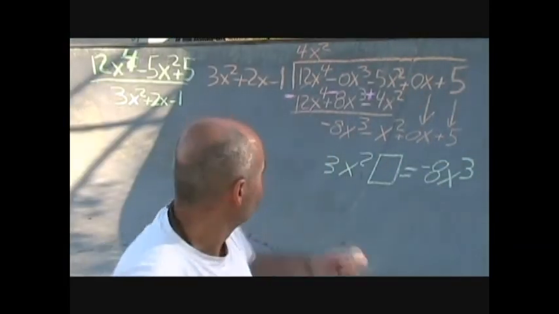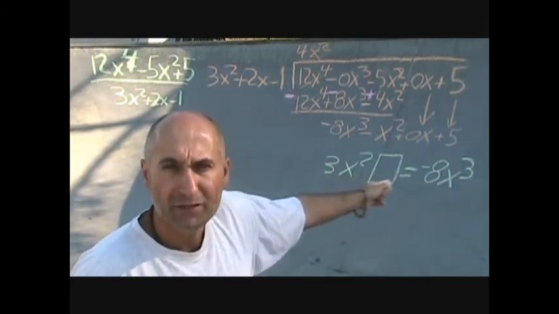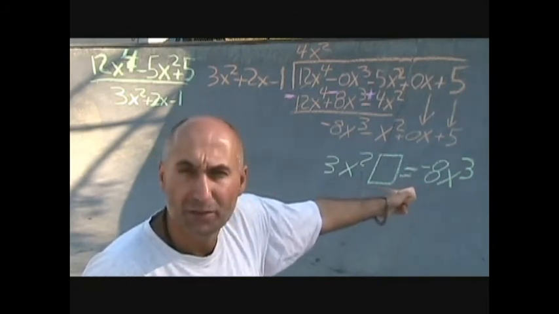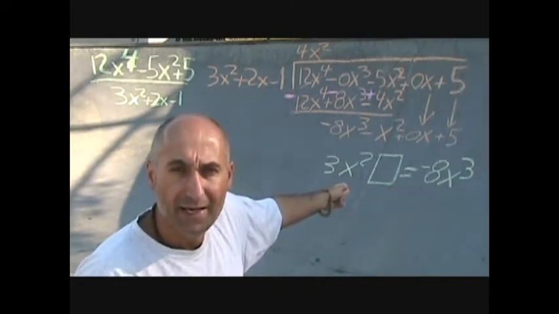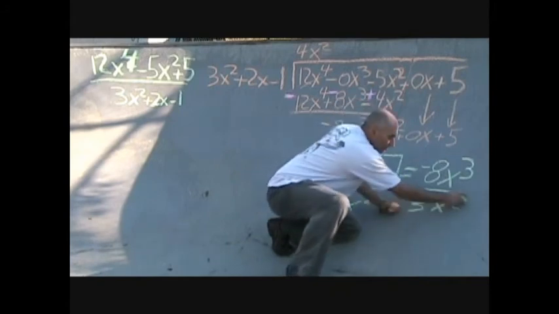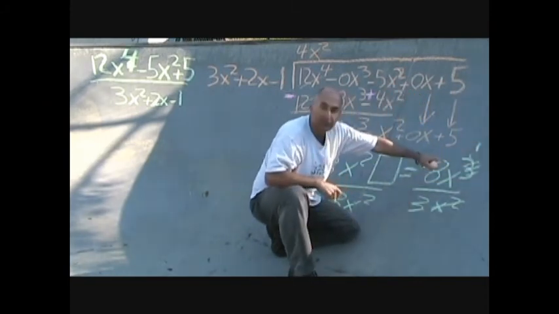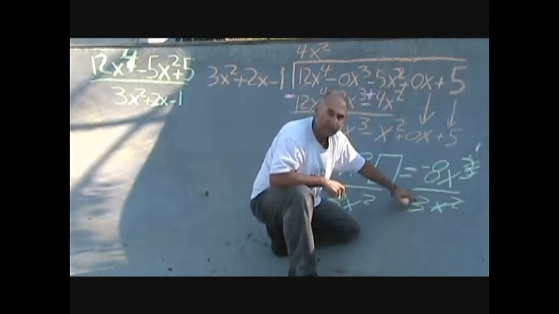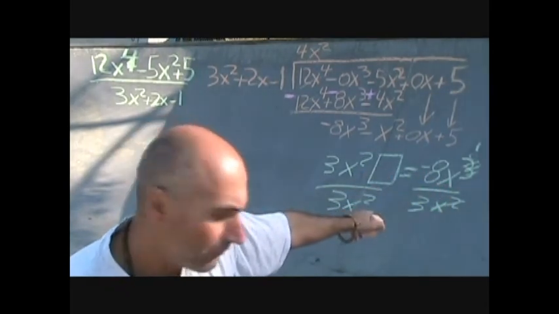So what you're asking yourself is, the box is what? What are you going to multiply 3x squared by to give you negative 8x cubed? So all you do to figure out what goes inside the box is divide both sides of the equation by 3x squared, and your result is going to go there, right? Negative 8x cubed divided by 3x squared. The x squared reduces the x cubed down to x, so it just kills the power, and the 3 to 1. And these you can't reduce anymore, so it just stays negative 8 on top and 3 on the bottom. So what goes up top is going to be negative 8x divided by 3.